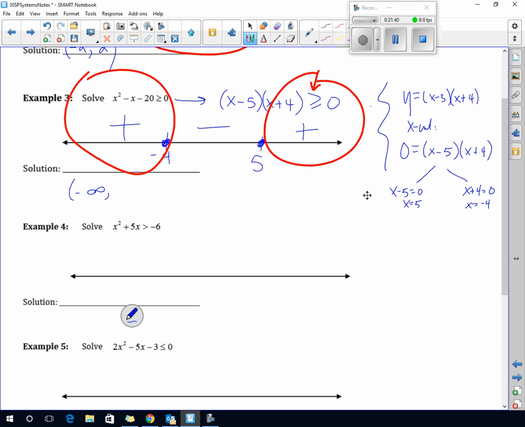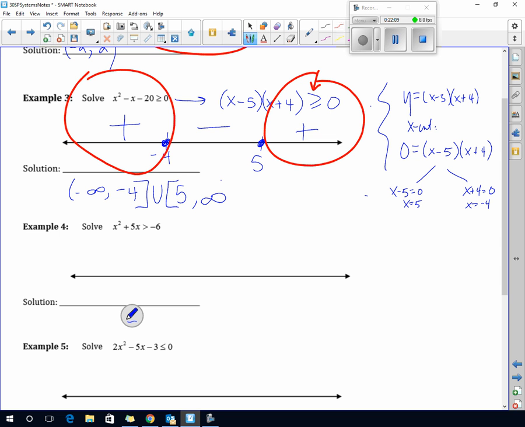Okay, negative infinity to what? Negative 4. Do we include negative 4? Yes. Union. Then 5. Do we include 5? Yes. To infinity. And then that's my answer. Can we watch the history? Okay, next up.